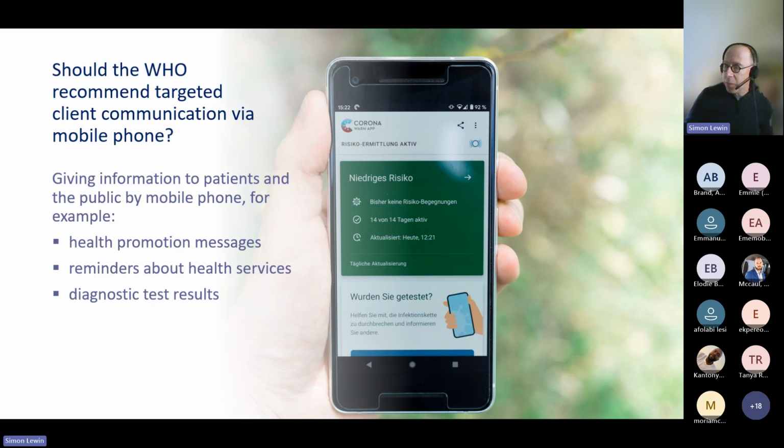Should the WHO recommend this for use in most settings? And so what is targeted client communication? It's where we give information to patients or the public by mobile phone. It could include health promotion messages, reminders about health services, or diagnostic test results. And it's targeted in the sense that you're sending that information not to the whole population, but to a group who you know is, for example, at risk or has a particular health condition.